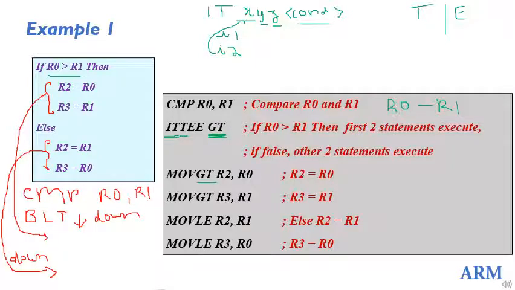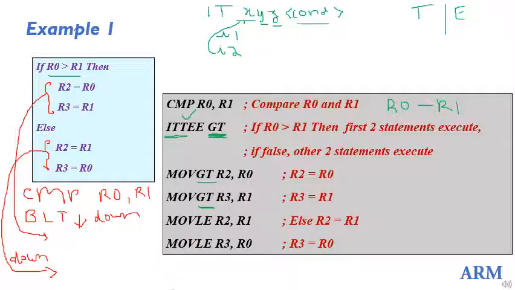So the second instruction should be executed if the condition is true. So that will be in the then block. That is why X is T, and the second instruction is move R3 comma R1. Since it is T, the condition symbol should be the same as the condition in the if then statement. So it is GT. So move GT R3 comma R1.